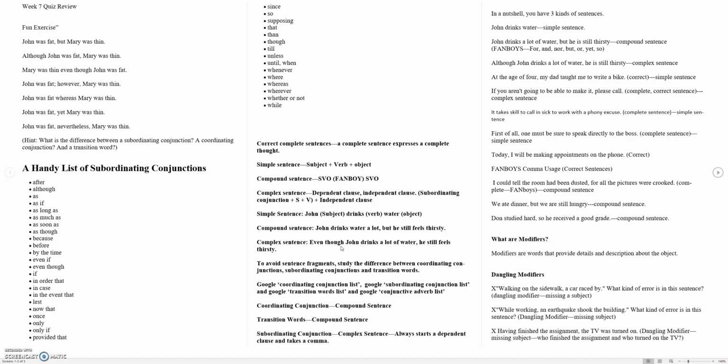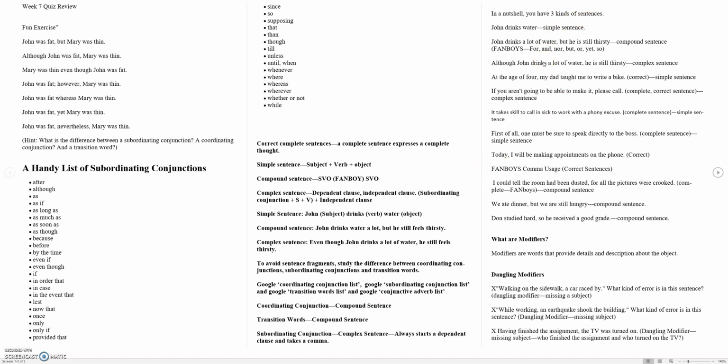To avoid sentence fragments, study the difference between coordinating conjunctions, subordinating conjunctions, and transition words. So a coordinating conjunction is always a compound sentence. A transition word is always a compound sentence. A subordinating conjunction is always a complex sentence. And so in a nutshell, you have three kinds of sentences.